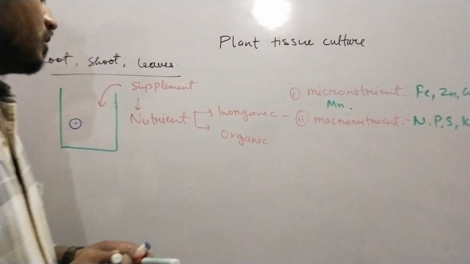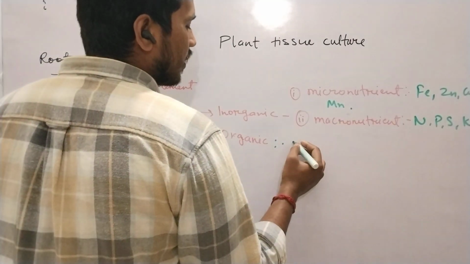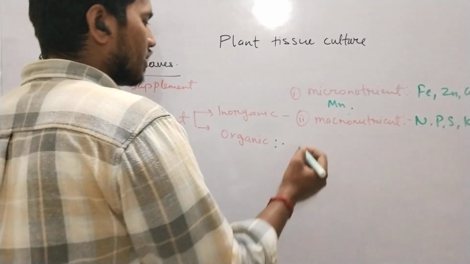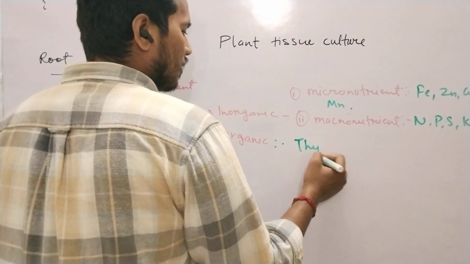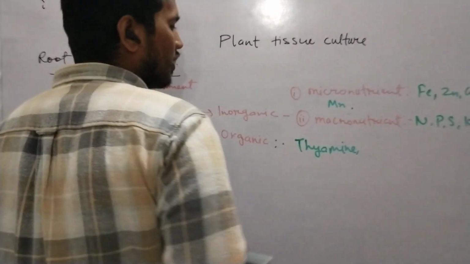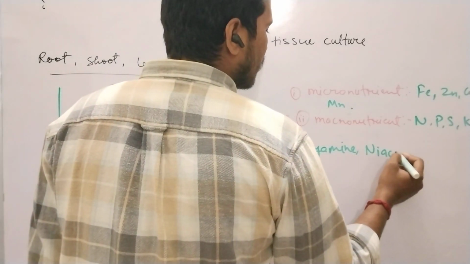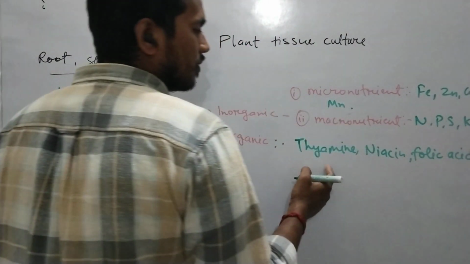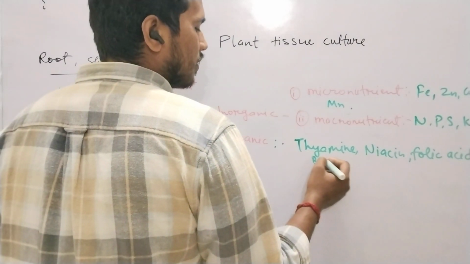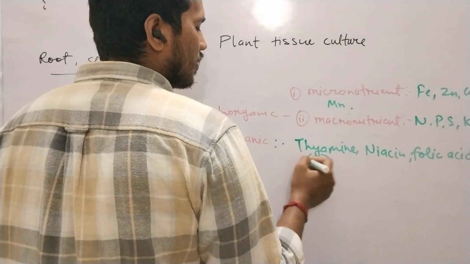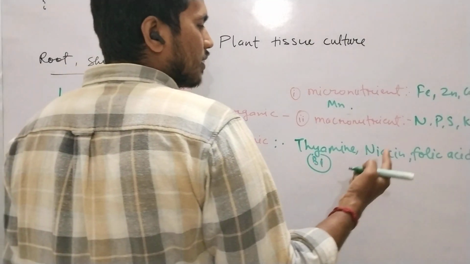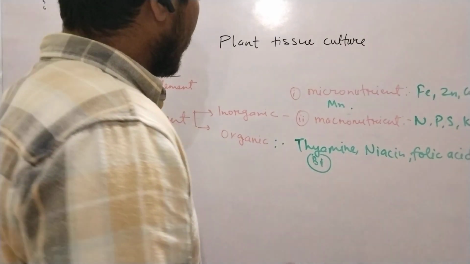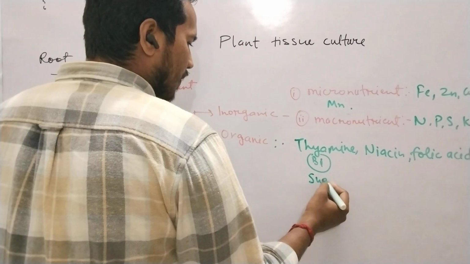Apart from that, we require organic compounds also. Which kind of organic compounds do we require? Usually we require vitamins, and these vitamins are like thiamine, niacin, folic acid. This is vitamin B1. Thiamine, niacin, folic acid, and in organic we will also write sugar. Sugar is required.